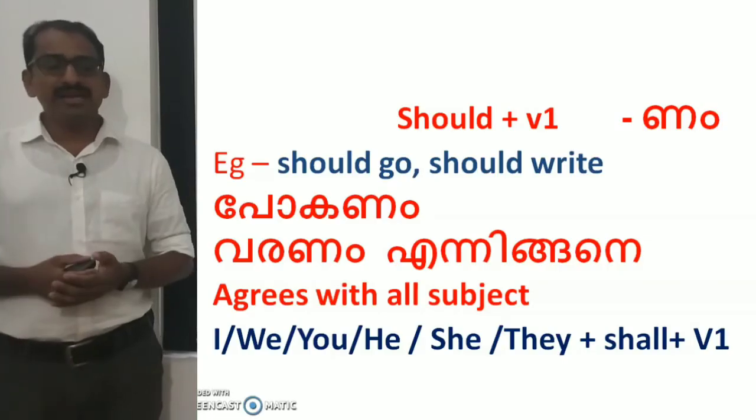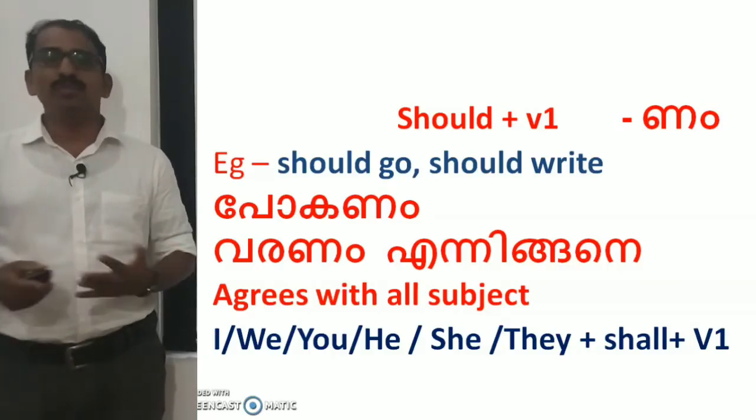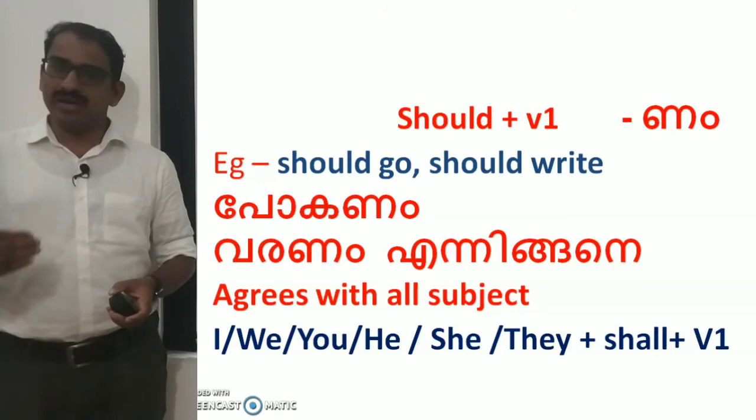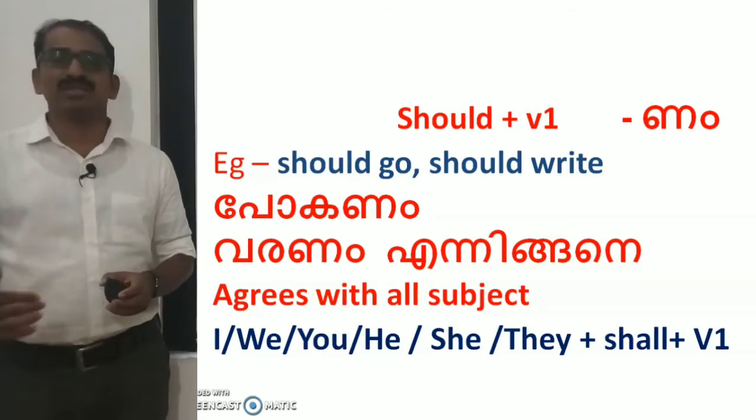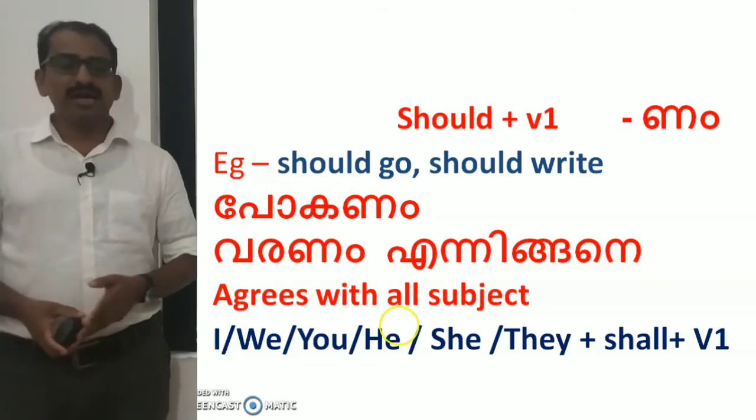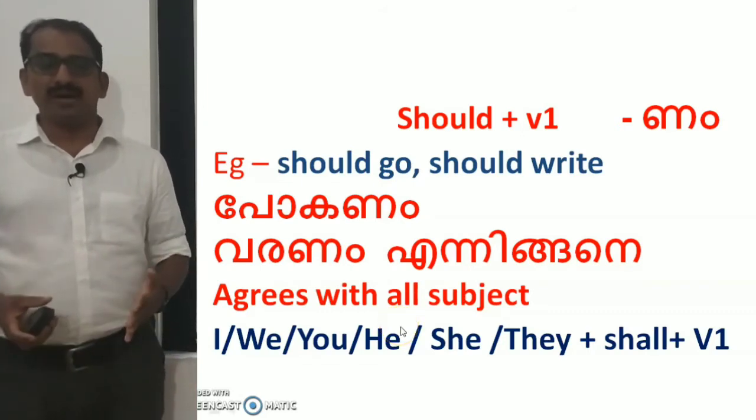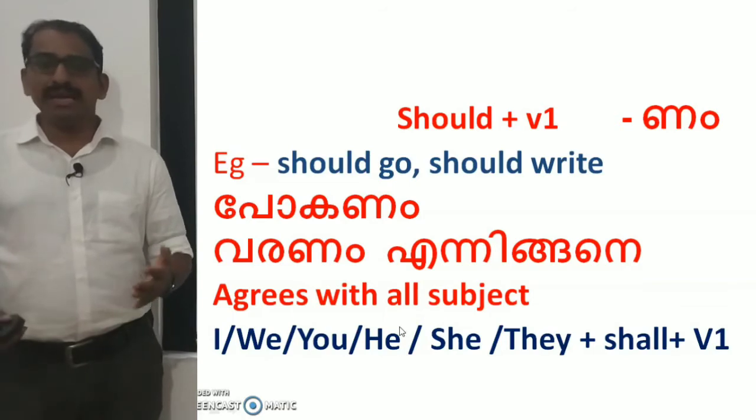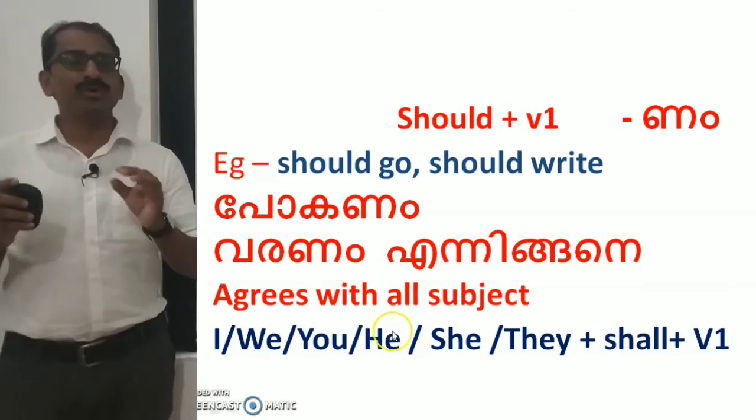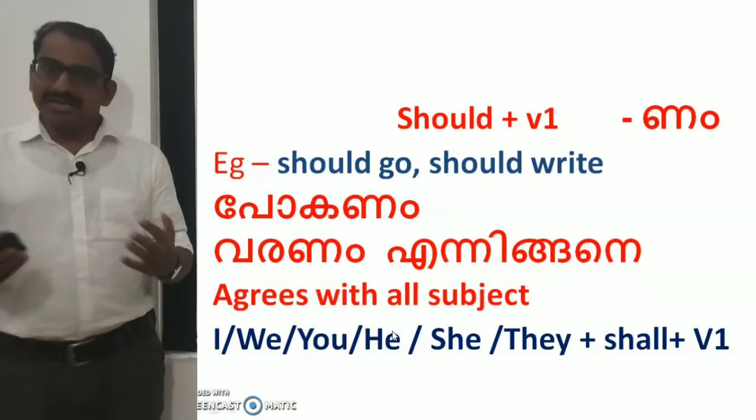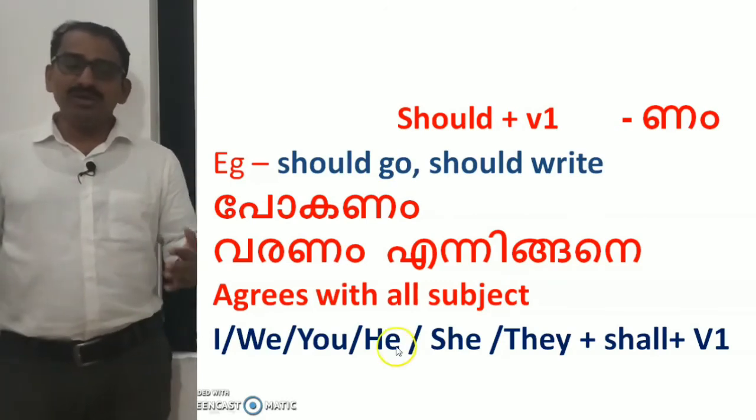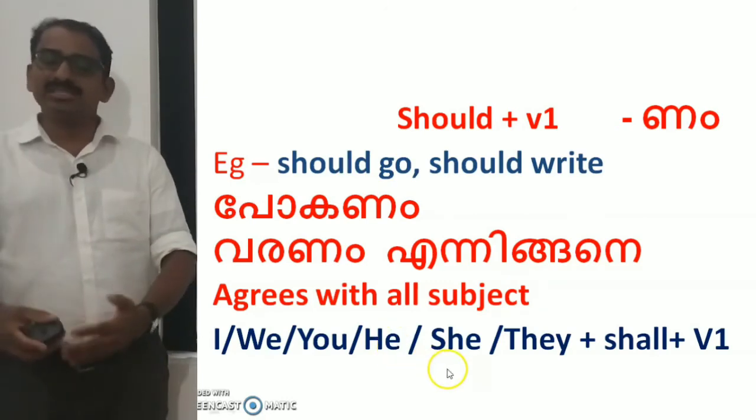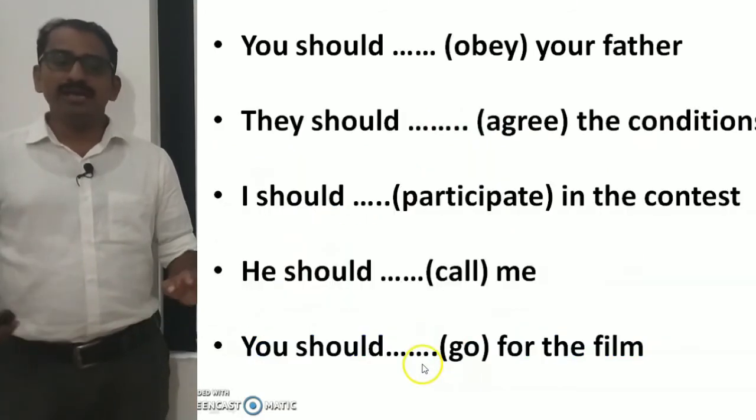The next auxiliary is should plus V1. Should means വേണം. We always use should for suggestion, to suggest something to someone. Example, should go, should write, etc. പോകണം, വരണം എന്നിങ്ങനെ വേണം എന്ന് മീനിങ് കിട്ടണമെങ്കിൽ we have to use should. Should agrees with all of the subjects. No singular problem, no plural problem. So we can use it. I, we, you, he, she, they plus should plus V1. No problem.